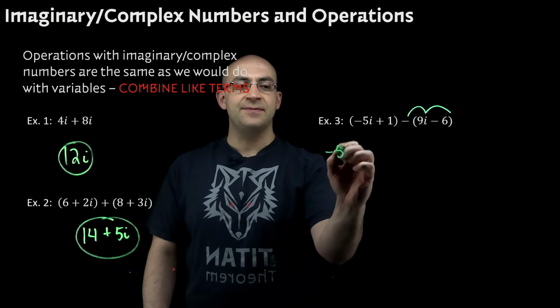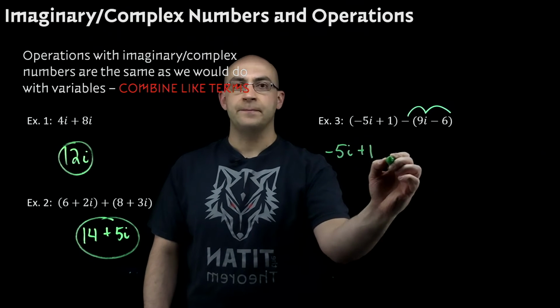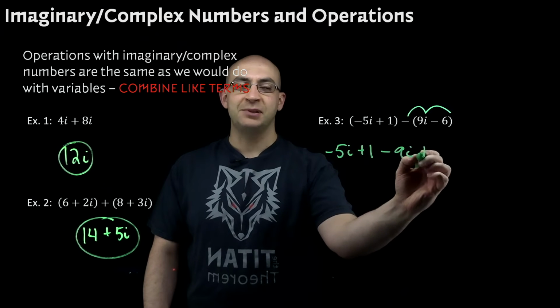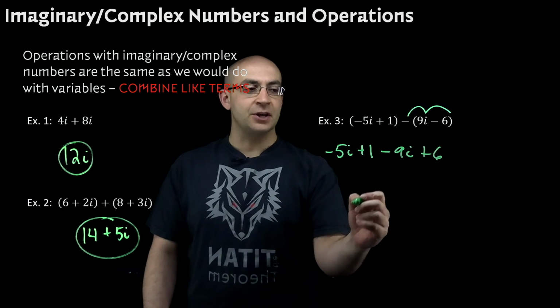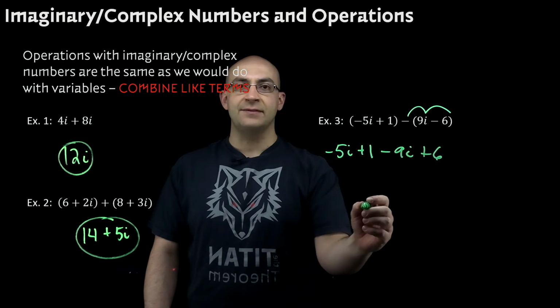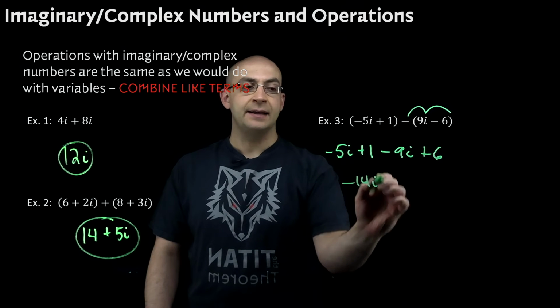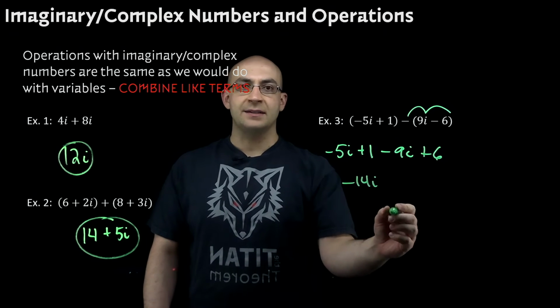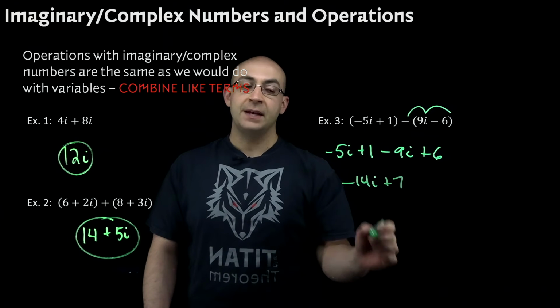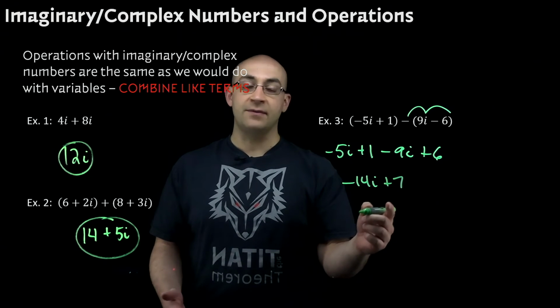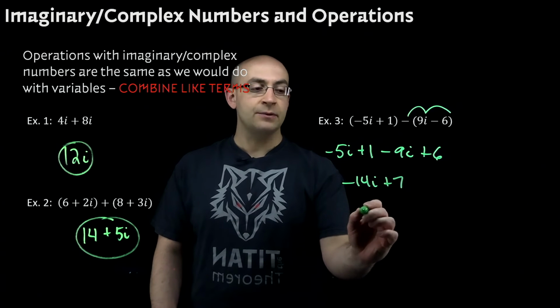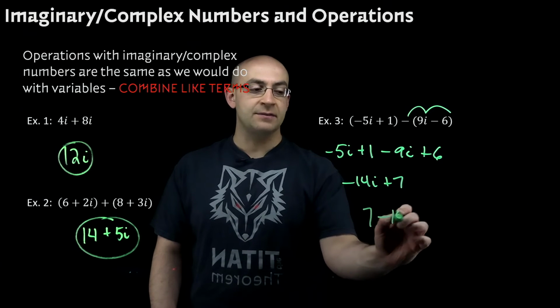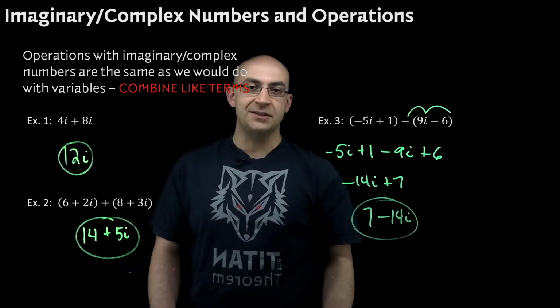So we have negative 5i plus 1 minus 9i plus 6. Let's combine like terms. Negative 5i and negative 9i is negative 14i. And positive 1 and positive 6 is positive 7. Now this isn't in the correct form of a plus bi, so let's just switch it around. This is going to be 7 minus 14i. Done deal. Let's keep going.